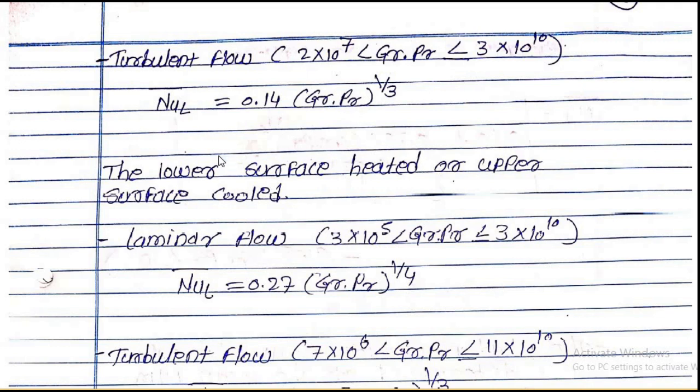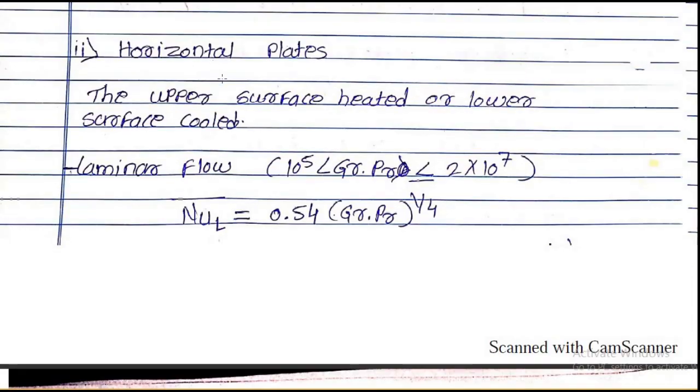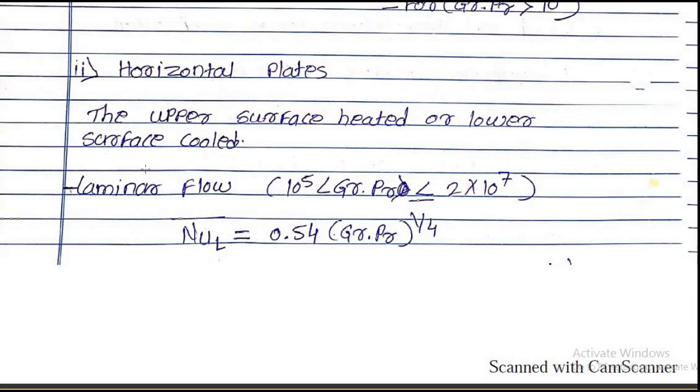Okay, the basic correlation is the Nusselt number is a function of the Grashof number and Prandtl number. So this is the first case in the case of a vertical plate. In the case of a horizontal plate, that is, the upper surface heated or lower surface cooled.